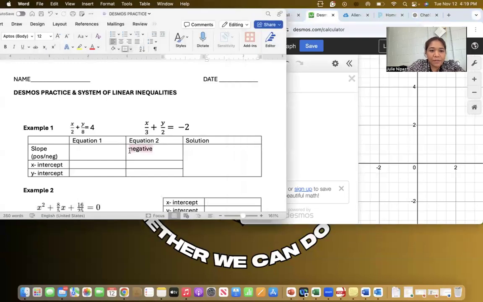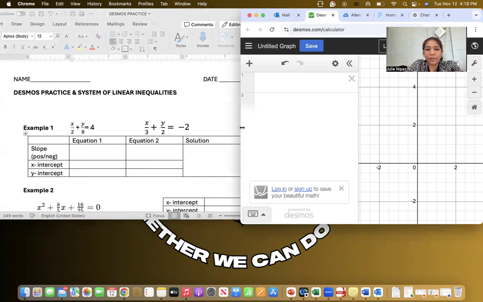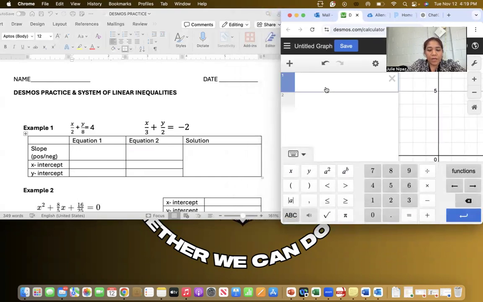Now you have to tell me if the slope is either positive or negative. So let me start with equation number 1. We are practicing here on fractions. So make sure you know how to input fractions on your Desmos graphing calculator. And that is simply by clicking this divide button here. So clicking the divide button, you will now have x over 2.